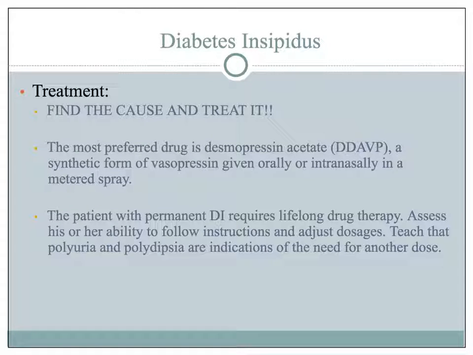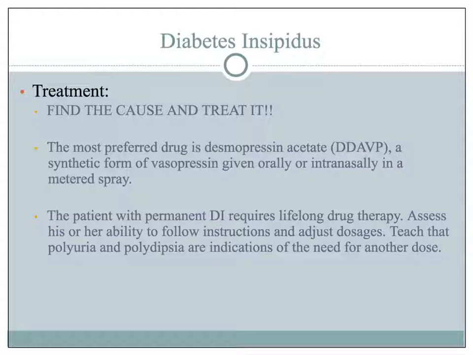Essentially with diabetes insipidus, we have to figure out the cause. Is it a medication? Is it a brain issue? Is it a kidney issue? Do they have kidney damage and they're not responding to it? Once we find that out, we can treat it appropriately. We can give patients supplements of antidiuretic hormone in the form of desmopressin acetate, which is also known as DDAVP. It's a synthetic form of vasopressin that can be given orally or intranasally.